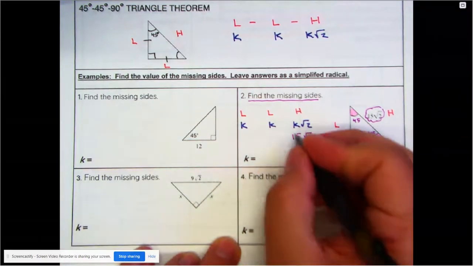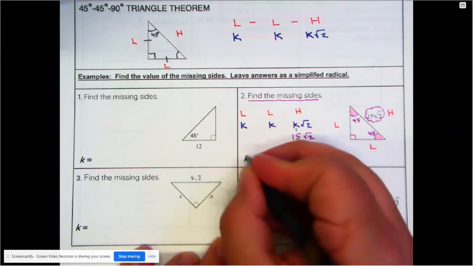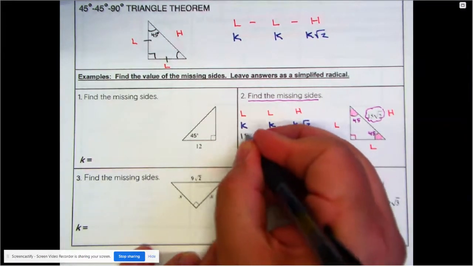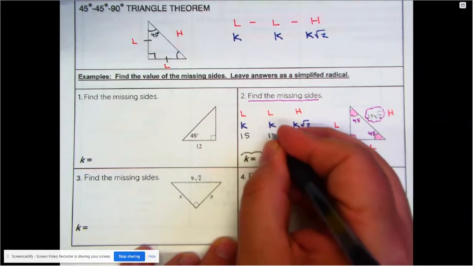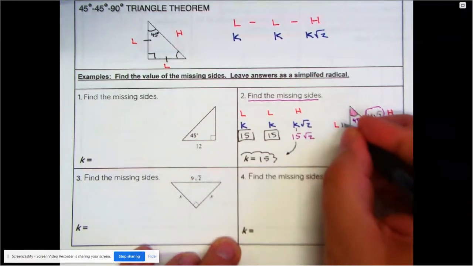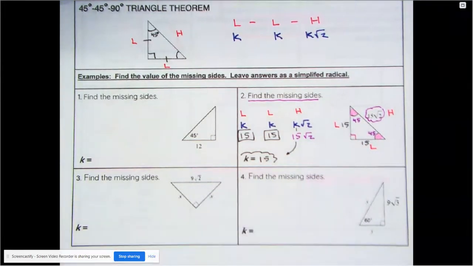I don't know about you, but I already see it. Look at that. My K is that 15. And if I know what K is, then I bring it in. There's a 15. There's a 15. And I have officially found the two missing sides of this right triangle, this very special right triangle.